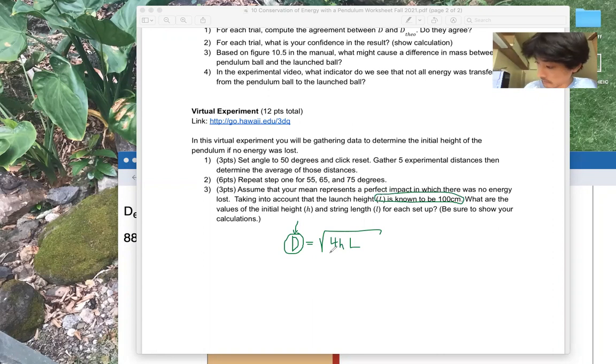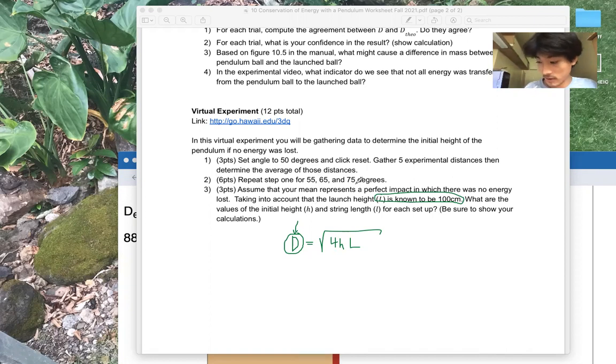And then after you solve for h, you're going to use what you get for h, as well as your angle, to solve for little l, this string length. You're going to do that first for the 55-degree angle, then for the 65, and then again for the 75. So you're going to get 3 values for h and 3 values for l. Each one corresponds to one of these angles.